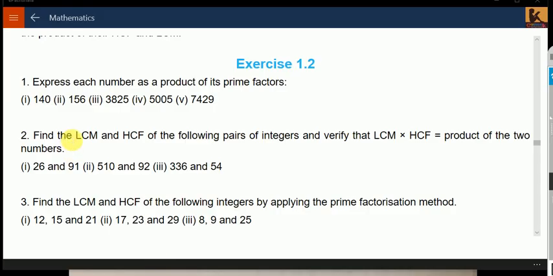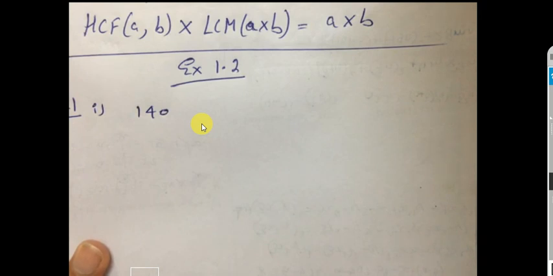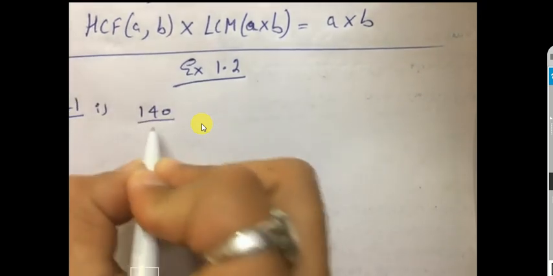Now let's check out the first question. Express each number as a product of its prime factors. You can easily find the prime factors of 140. Let's say you have to find the factors of 140. There are many methods to do so. One of the methods which is given in the book, like the way they have done.